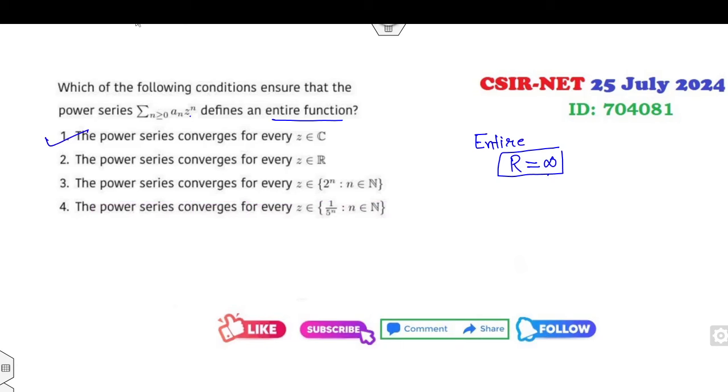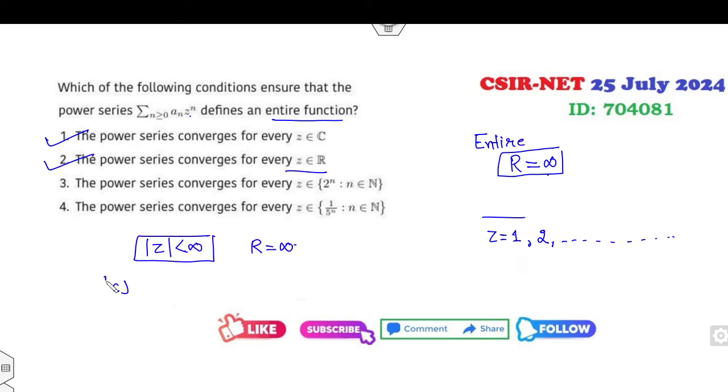Look at the second one. It is convergent for every z in the real numbers. So if it is convergent for z equal to 1, and convergent for the real number 2, what is the maximum value of r? Again infinity. So again you can see the radius of convergence is infinity. Yes, it is convergent.